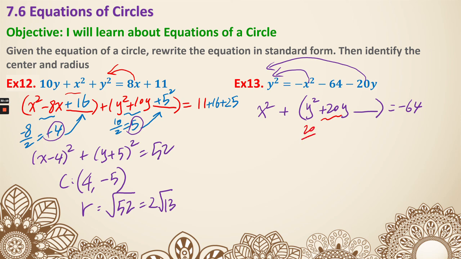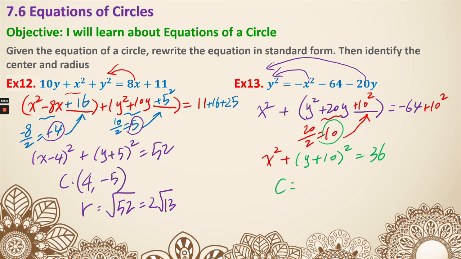That's 20 over 2, which is 10. So the number I need here is 10 squared. So I have x squared plus, again, I just need this number right here, (y plus 10) squared equals 2. The right side is 36. Which means my center is going to be, since there's no number with x, that's just 0. Opposite of 10 is -10. My radius is the square root of 36, which is 6.